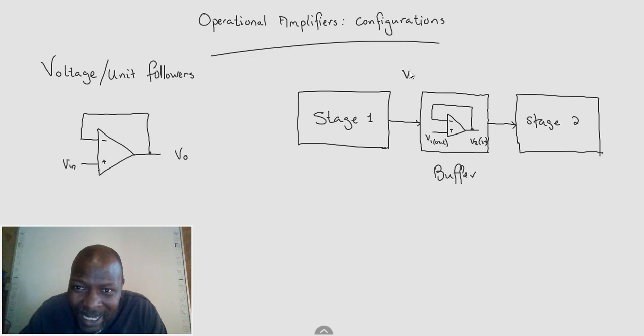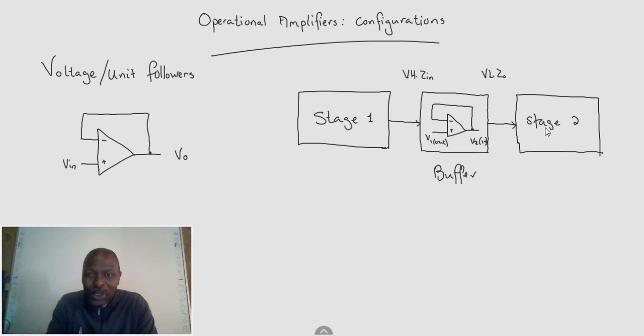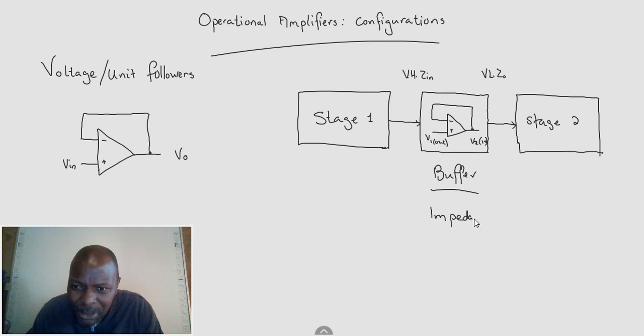It is a very high Z in, and it is a very low Z out. So what does it mean here? It means I am also matching impedances. If I have a stage that has a very high output impedance, and it's going to feed a stage that has a very low input impedance, I can use my buffer, my voltage follower, to handshake the two, to make them work together. So the buffer can also be used for impedance matching.